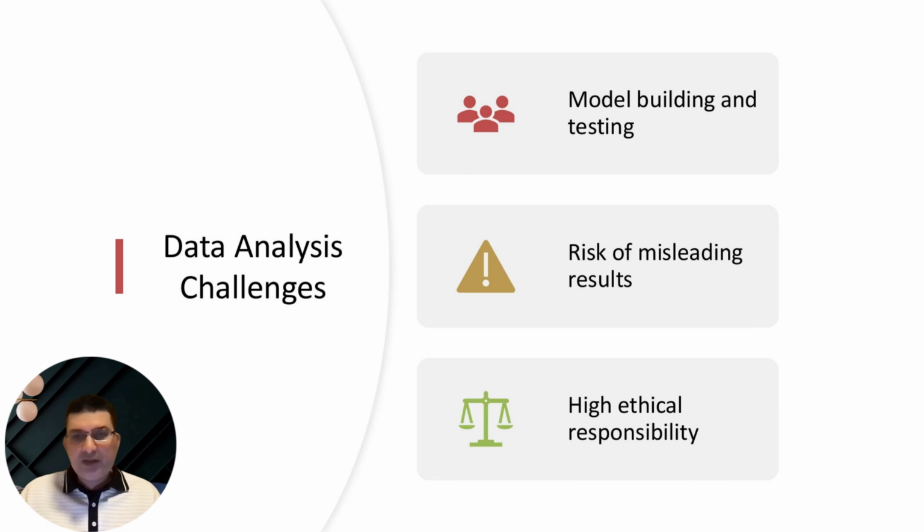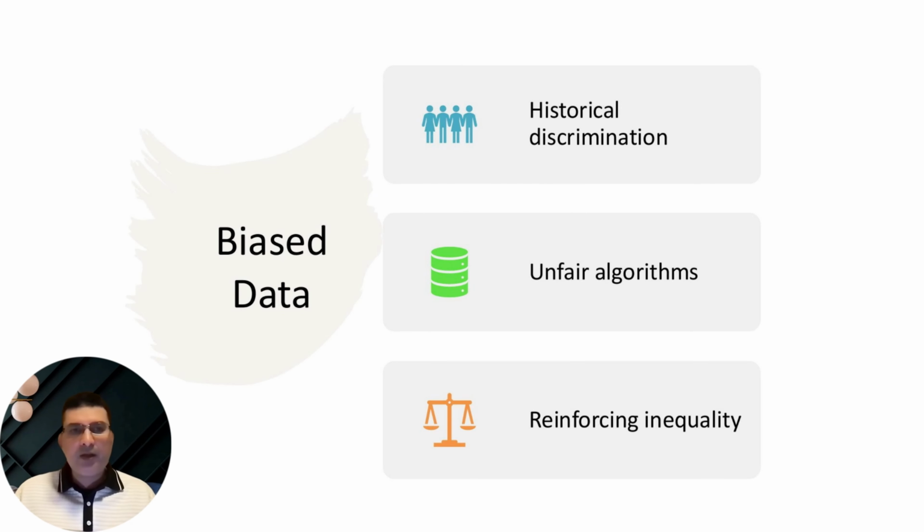Now let's move to the second stage: data analysis. This is where we build models, test hypotheses, train algorithms, make predictions, estimate effects. Here, the risks become even bigger. Let me be very clear. No algorithm is better than its data. If your data is biased, your results will be biased.